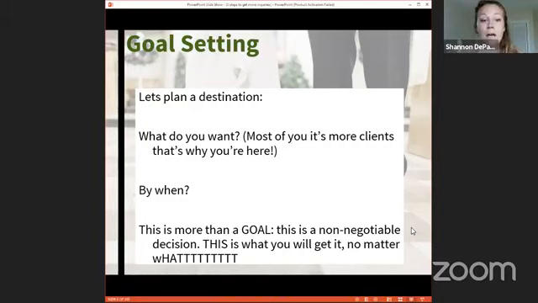And you have to have that mentality. This thing I am going to get no matter what. All right. A non-negotiable decision, a decision, it is yours. You can have it, just claim it, right? So this is what you are going to get no matter what.